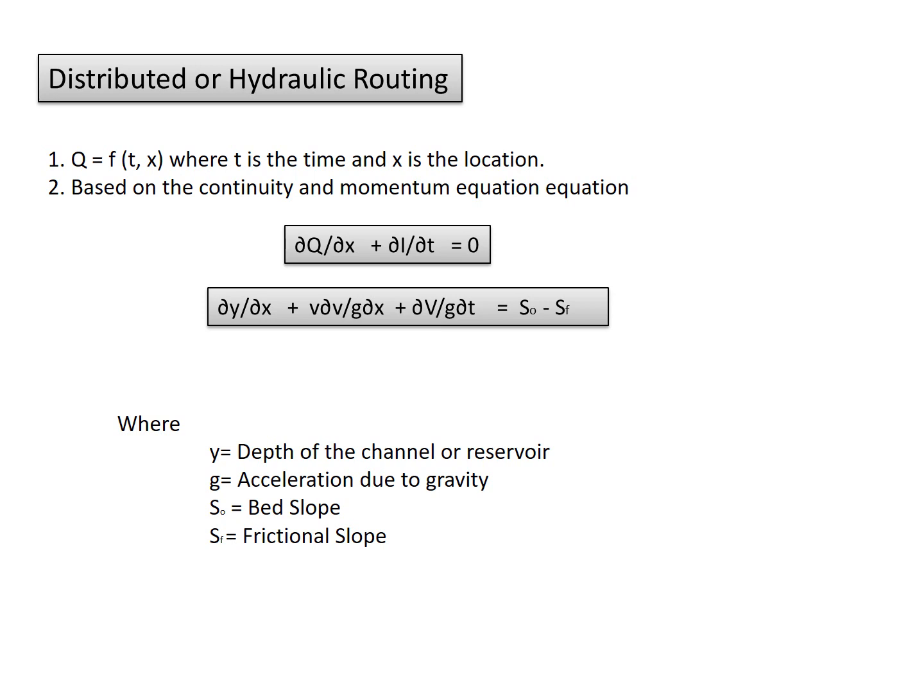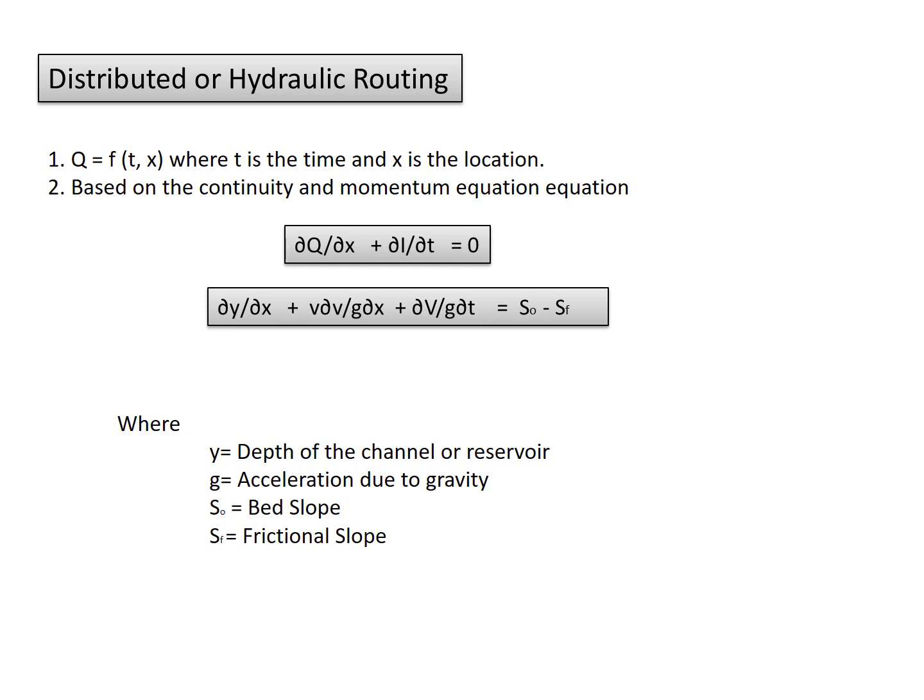As we have discussed in a previous slide, in the distributed model the outflow is a function of both the location as well as the time. We determine or evaluate the outflow downstream at any section or at any point for the variable time, that is, the temporal as well as the spatial distribution of the outflow throughout the stream or throughout the reservoir. This model utilizes both the continuity equation and the momentum equation.